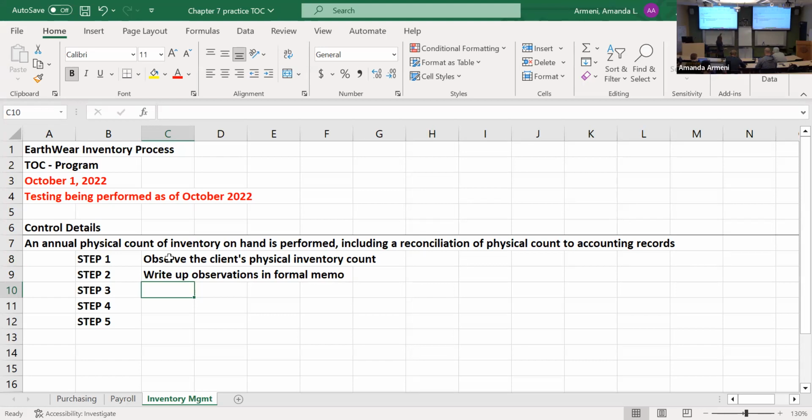Okay. But what about the second part, including a reconciliation of the physical count to the accounting records? What would you do to make sure that that's happening? This is almost like a two-part control, right? Like one, they're doing a physical count of inventory. So what are we going to do? We're going to observe it. But two, then they're reconciling the physical count to the accounting records. What would you do for that?